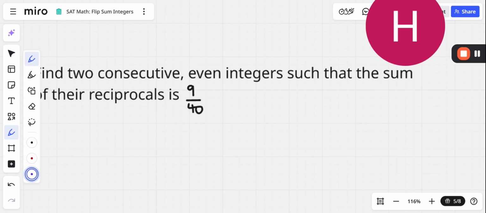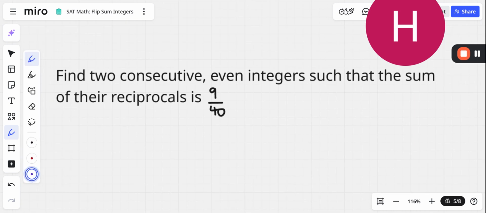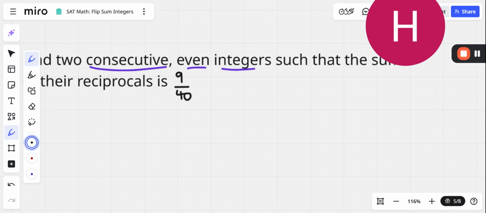Okay, so let's get started. We want to find two consecutive, what does that mean? That means one after the other, even integers. Okay, so that's really important. That means that if we have 4, the next one wouldn't just be the next number, it would be the next even number, like 6. That's how we determine consecutive even integers.